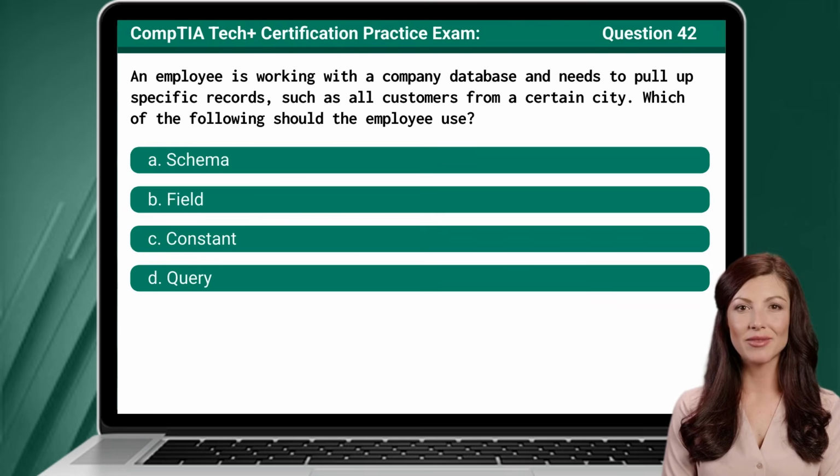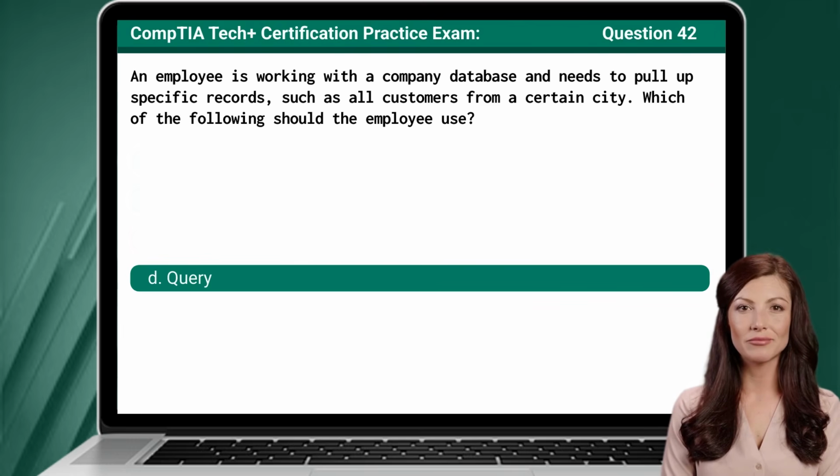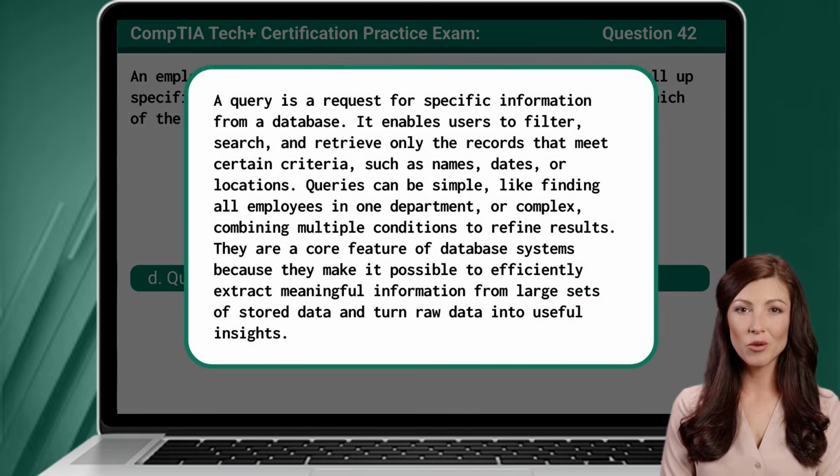The answer is D. Query. A query is a request for specific information from a database. It enables users to filter, search, and retrieve only the records that meet certain criteria, such as names, dates, or locations. Queries can be simple, like finding all employees in one department, or complex, combining multiple conditions to refine results.